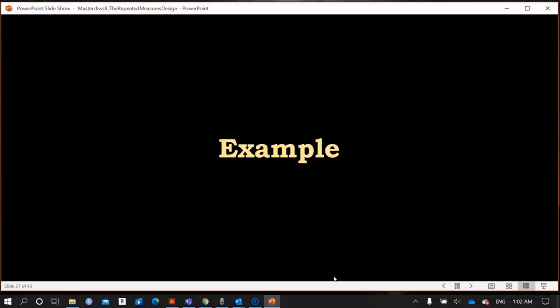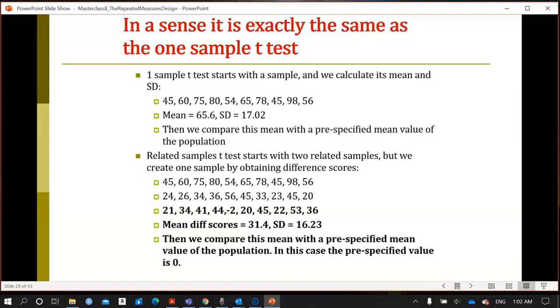This is a worked example, and I'm going to show you that, in a sense, the repeated measures t-test or the related samples t-test is a one sample t-test. Why? Because we're going to transform two variables into one variable.